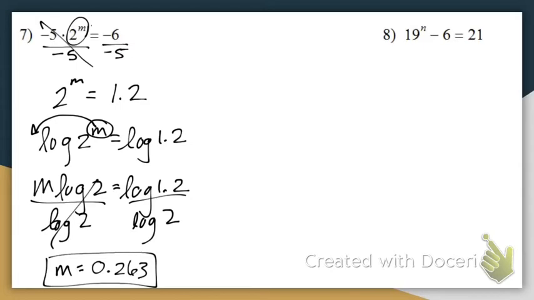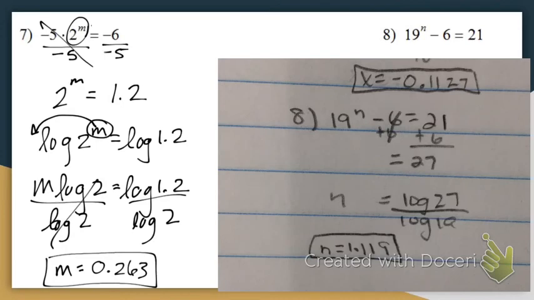All right, your turn. Take a minute or two. Do number 8. That's our last one for today. Okay, so our last one. We need to get rid of that 6 first, so we add it to both sides because it's being subtracted. That gives us 27. When you take the log of both sides, you get log of 19 equals log of 27. Bring the n down front, divide by that log of 19, and we get n equals 1.119.